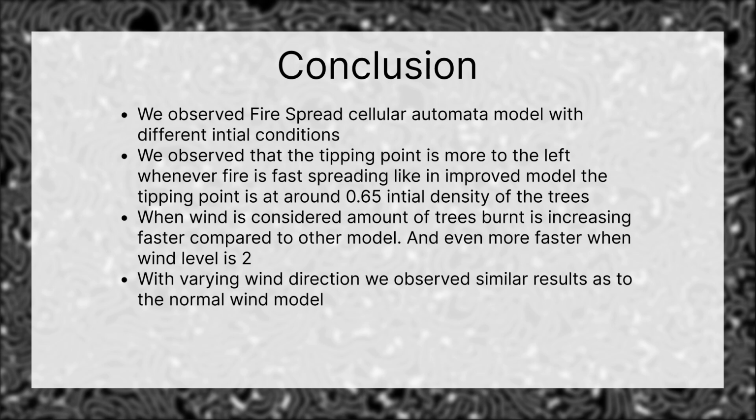So, we conclude this lab with the following conclusions. We observed the fire spread cellular automata model with different initial conditions. We also observed that the tipping point is more to the left when the fire is spreading fast. We observed that the tipping point was about 0.65 initial density of trees in the improved model. Also, when the wind is considered, the amount of trees burning increases faster compared to the other model, and yet faster when the wind level is increased. Also, with varying wind direction, we observed similar results to the normal wind model.